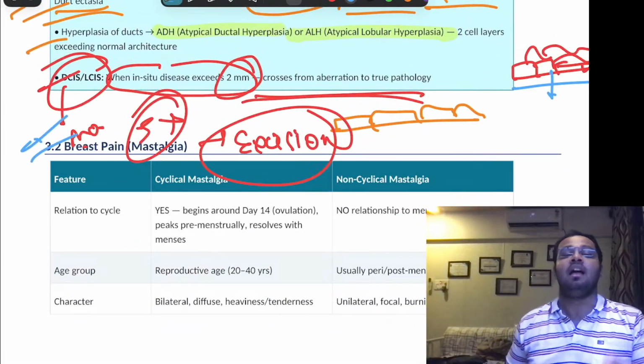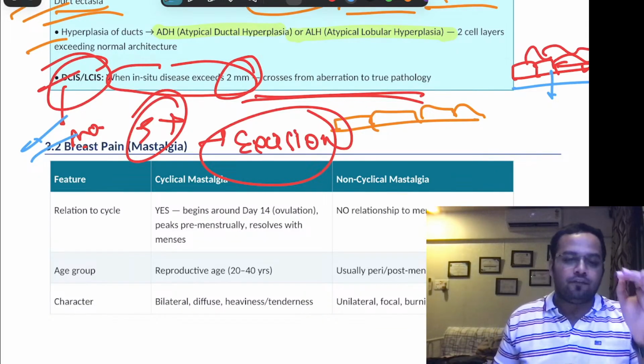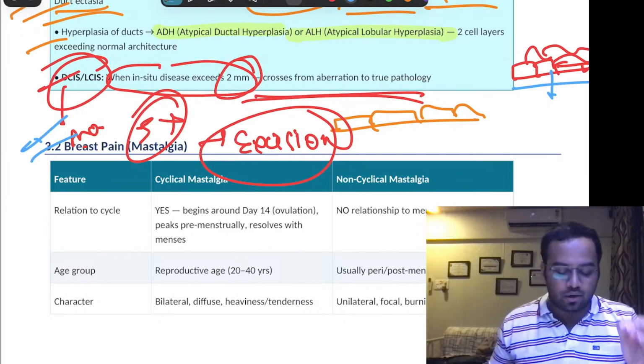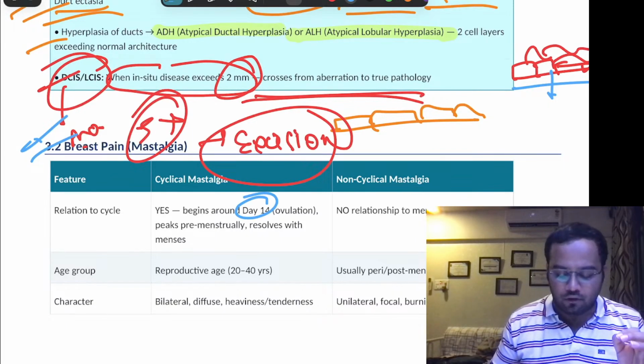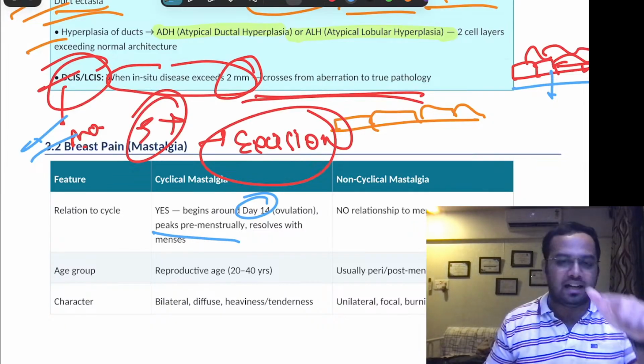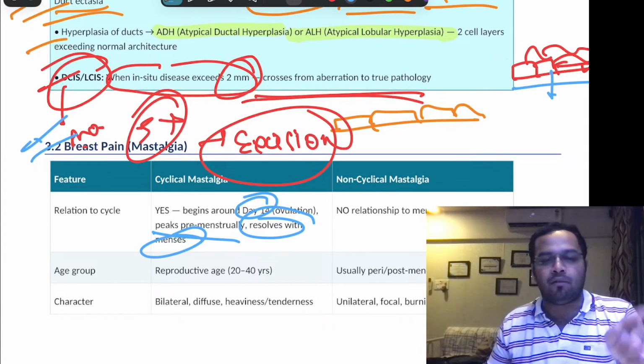Now we are going to come to the first disease, which is breast pain, that is mastalgia. If a breast pain patient comes to your OPD, what are the things you are going to ask? The first thing is whether it is cyclical. Cyclical means it begins around day 14, at ovulation. It goes on increasing while the patient is ovulating and after ovulation, and it is going to resolve with the menses. So at the time of menses it also resolves.